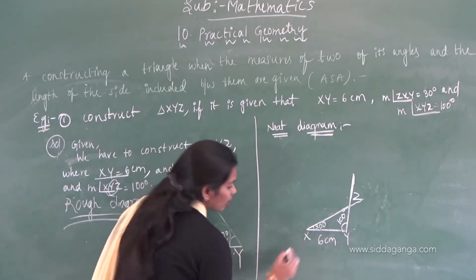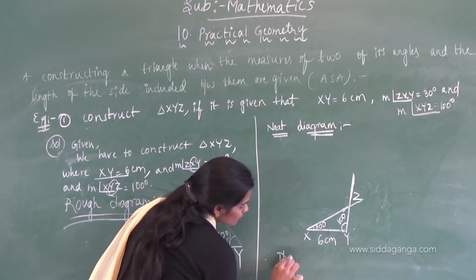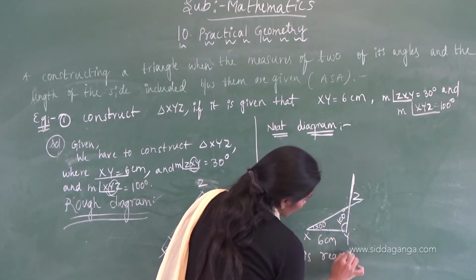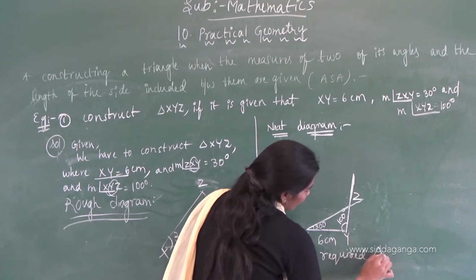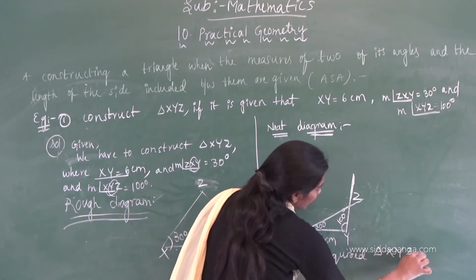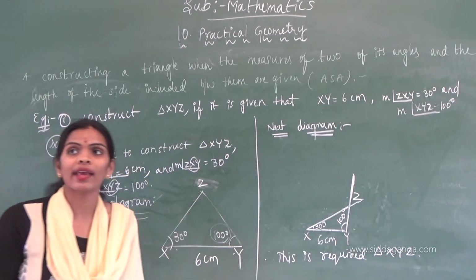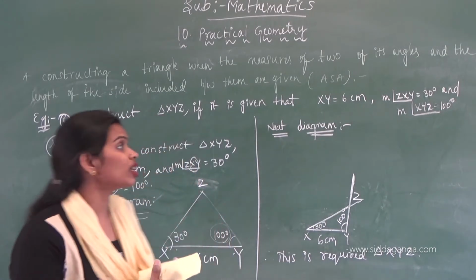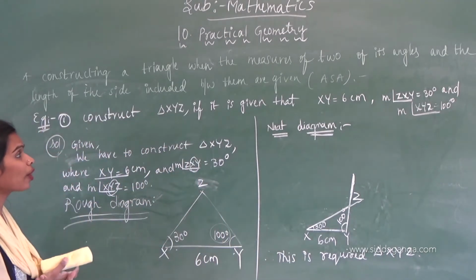Therefore, this is the required triangle XYZ. Okay children, I think you understood what we are doing.